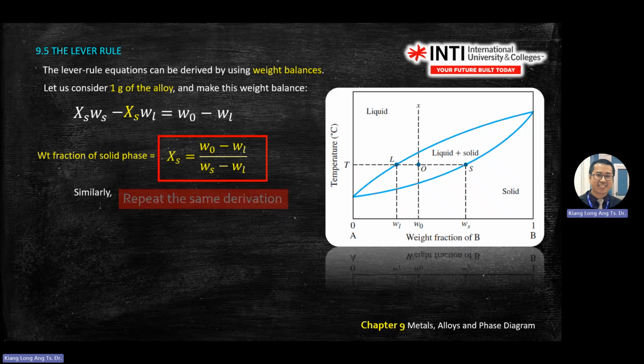You can do the same for liquid percentage. You just flip the thinking, find the total length. If you want to find liquid, focus on the length to the solid. Although the one on my slide is a bit complicated, if you understand this, the one that I write on the whiteboard should be fine. Then you write WO equal to XL WL plus XS WS.